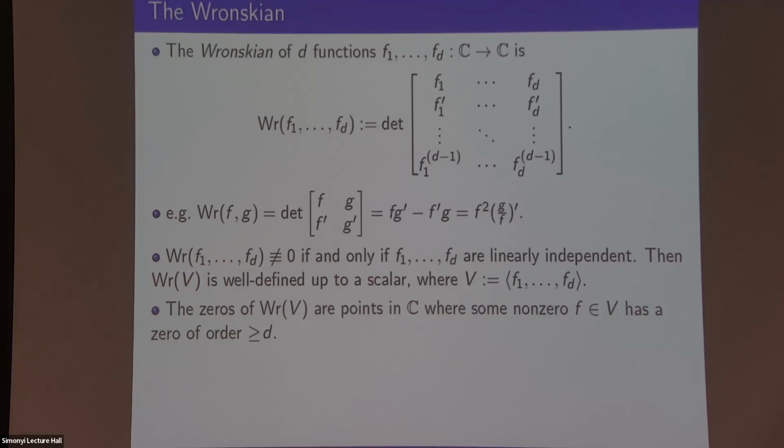And the zeros have a nice interpretation. They're points in the complex plane where some non-zero function f in V has a 0 of unexpectedly high order, greater than or equal to d. The idea here is that by linear algebra, think like Lagrange interpolation, if I choose any point in the complex plane, there is going to be a non-zero function which has a 0 of order d minus 1 at that point. But for some special points, the 0 of order d minus 1 might have higher order. And so those are the zeros of the Wronskian.